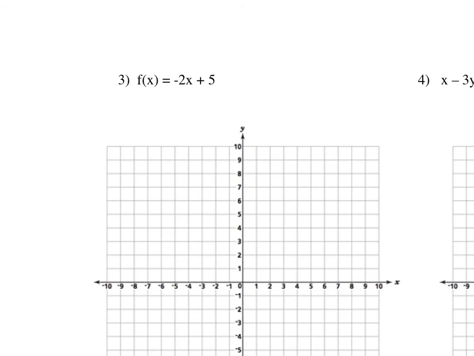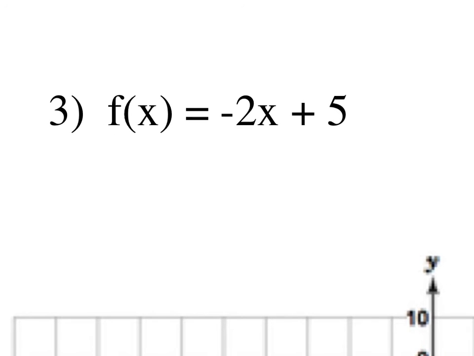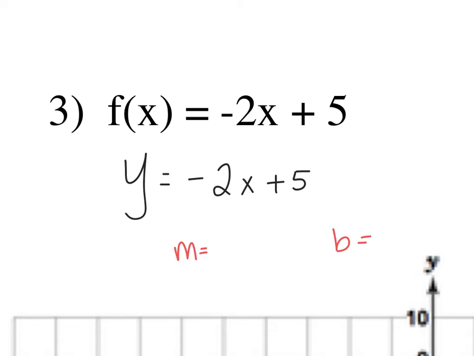So in this example, it looks a little different. It says f of x equals -2x plus 5. Remember, f of x is just a fancy way of saying y equals. So what I'm really doing is graphing y equals -2x plus 5. It's already in slope-intercept form, so I know my slope is the number attached to my x, and my y-intercept is the number hanging out by itself.